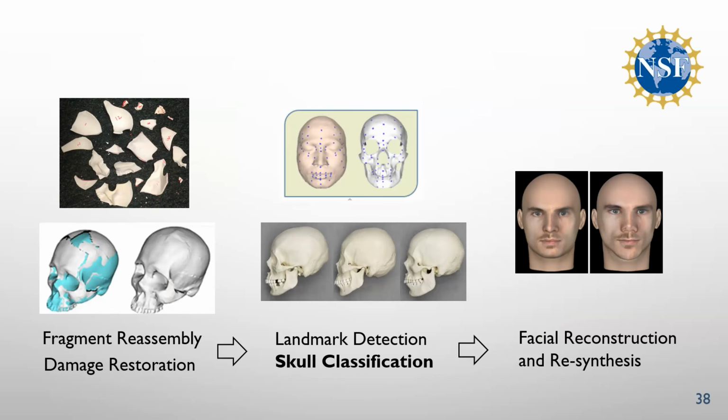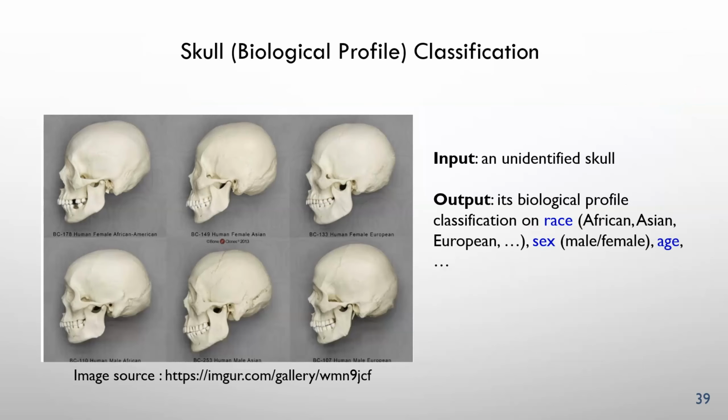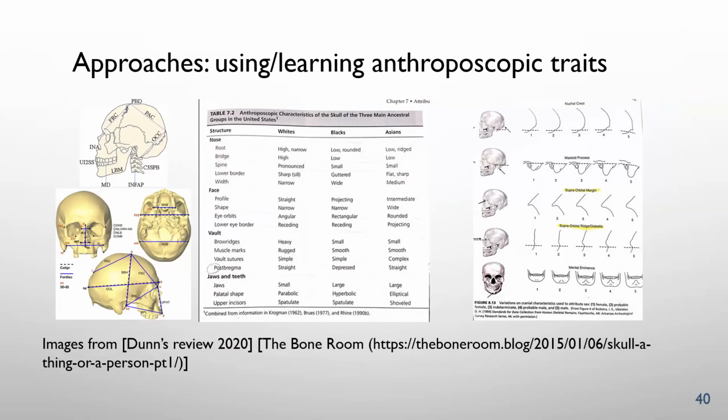So with a restored skull, we also often do a skull classification before we perform the subsequent face reconstruction. By skull classification, I mean, given the skull, we want to identify its biological profile, such as race, sex, age, and so on. Right, so input the skull, we try to detect what's its race, what's its sex, and age information, and so on.